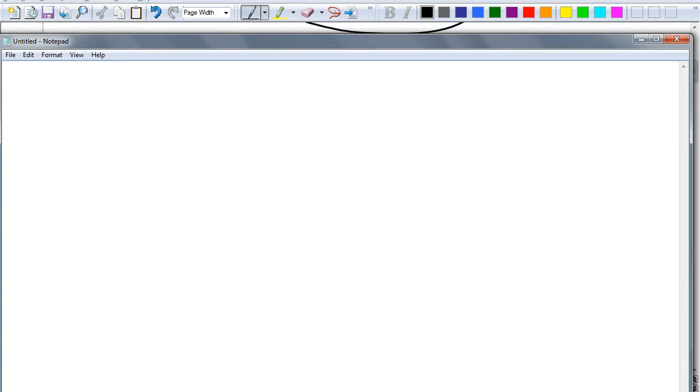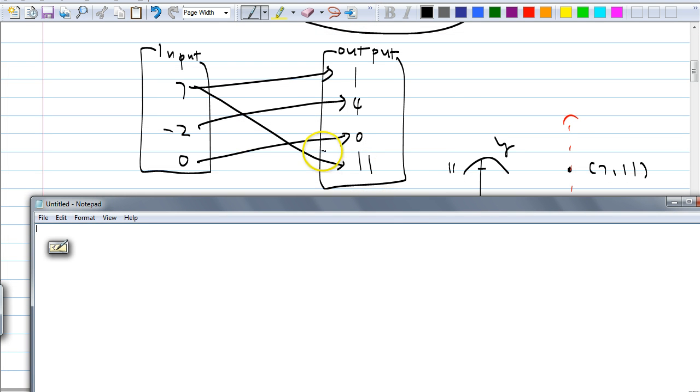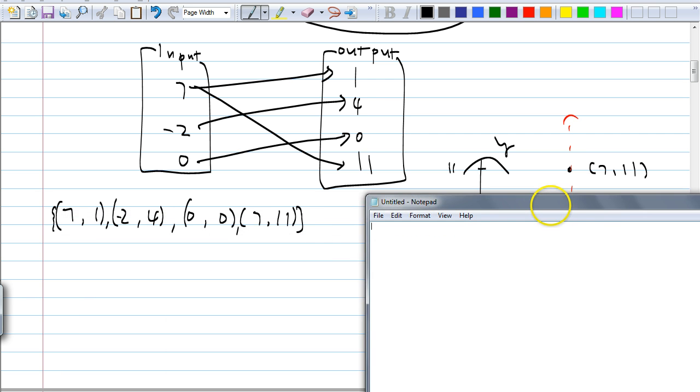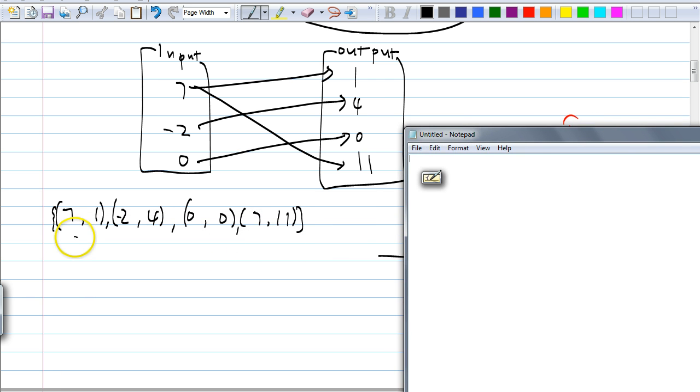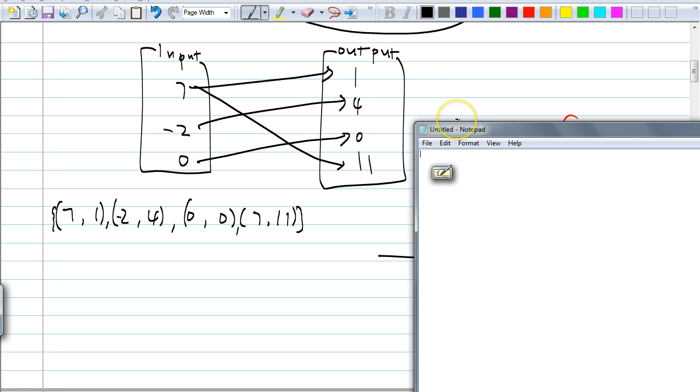There are many ways of representing these relations. First, maybe you've seen this before. One way is to write them as input and output boxes. I don't know if you guys have seen this before. 7 goes to 1, 7 goes to 11, -2 goes with 4, 0 goes with 0. Another way, of course, is as ordered pairs. This is what I just gave to you.